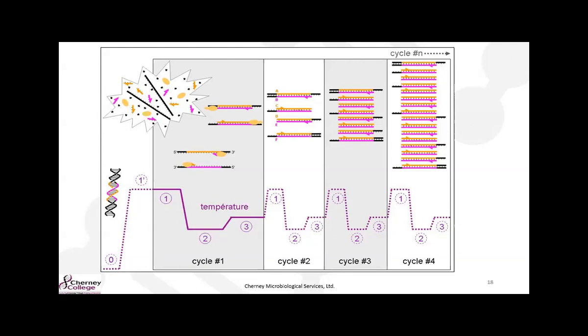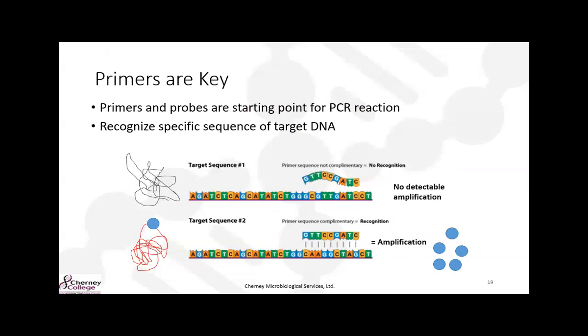It'll do that temperature cycle again in cycle 2, and there you go, from 2 to 4. Cycle 3, you'll go from 4 to 8, and so on and so forth. It just keeps replicating at an exponential rate. So the key to this process is primers. You want those specific primers for the pathogens that you're looking for. Primers and probes are the starting point for the PCR reaction, and they recognize that specific sequence of target DNA for whatever pathogen you're looking for.